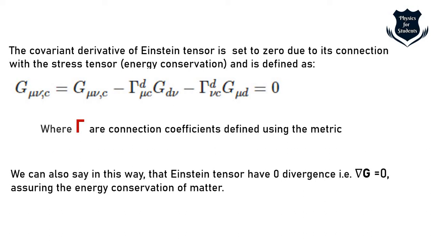which assures the energy conservation of matter. Newton's law of motion can be expressed as the vanishing of the divergence of the stress tensor. When we move from flat space to curved space, we replace the derivative, this one, d, with a covariant derivative. Hence the geometry produced by the energy-momentum tensor on one side must have a vanishing divergence.